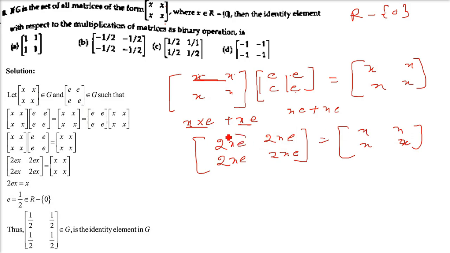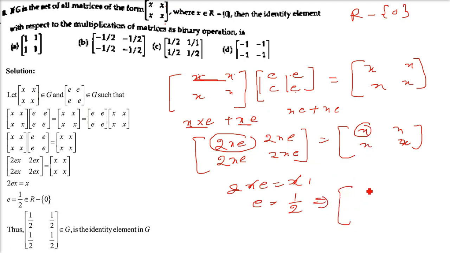Now just equate them. 2xe equated with x. So what do you get? 2xe equals x. So here x gets cancelled, and E is 1 by 2. This 1 by 2 is not 0. So what will be the final result? The final result is option C, which is just replacing x by half. Half and half, 1 by 2, 1 by 2, 1 by 2, 1 by 2. So C is the correct answer.